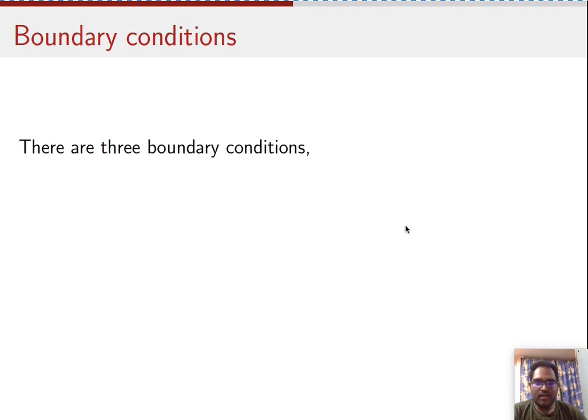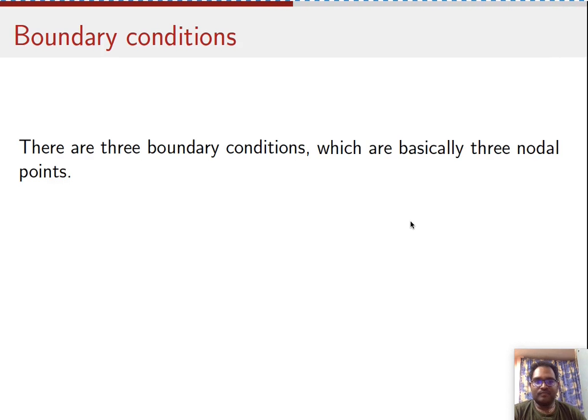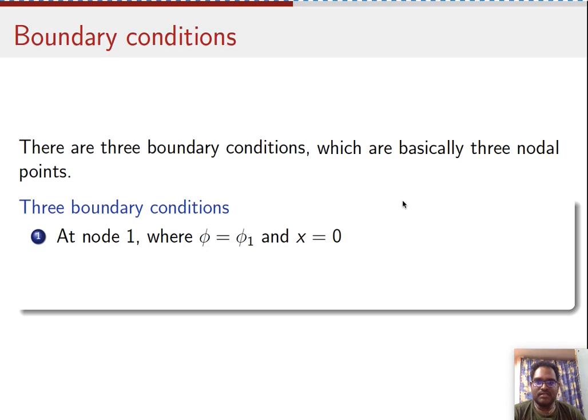So there are three boundary conditions. Substitute all the three boundary conditions, and we'll be able to find out the values of a, b and c. What are those three boundary conditions? Three nodes basically. Okay, so three nodal points we are going to consider. The first node point is where phi is equal to phi 1 and the value of x is equal to 0. If you try to recollect it, we'll be able to understand it on a much clearer note.